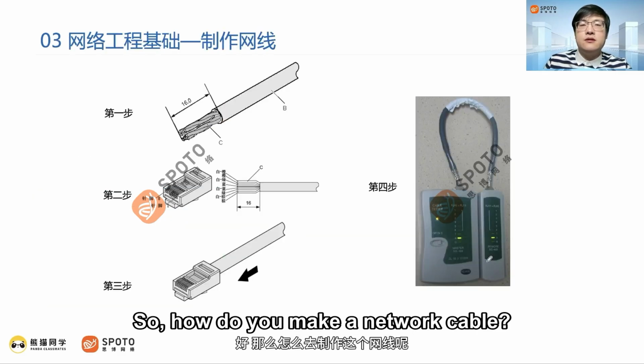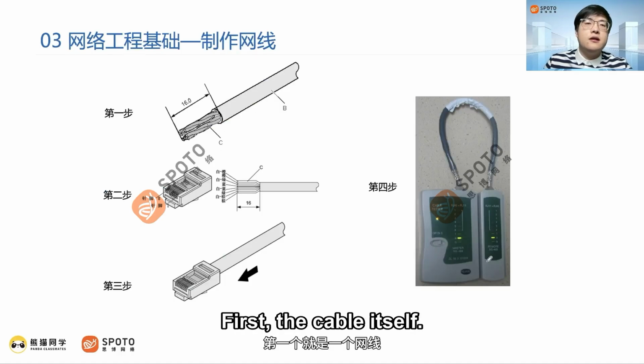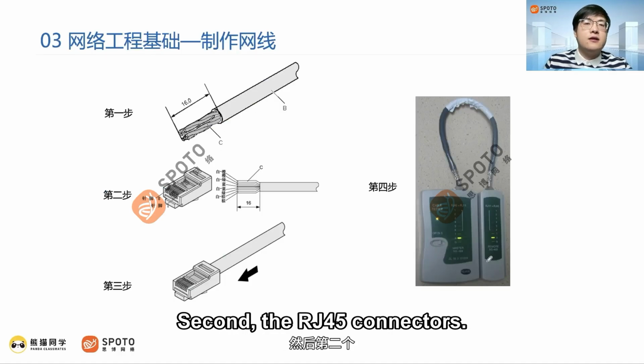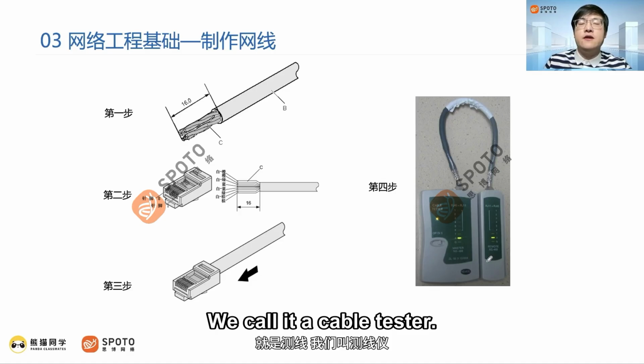So, how do you make a network cable? To make a cable, you need a few things. First, the cable itself. Second, the RJ45 connectors. Third, a crimping tool. Fourth, a cable tester. We call it a cable tester.